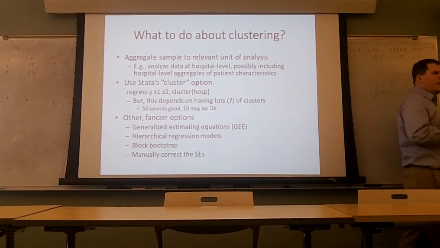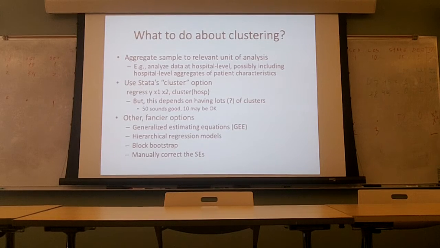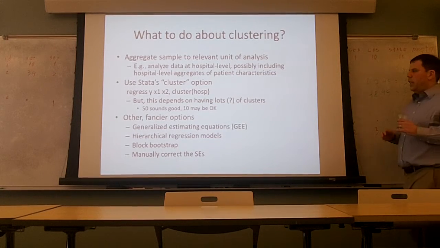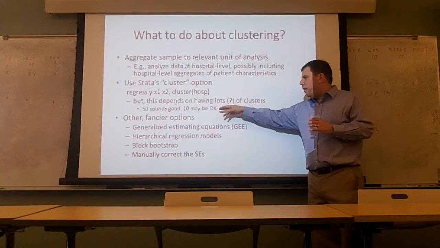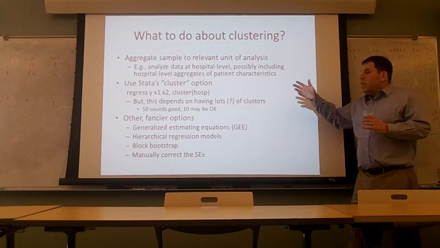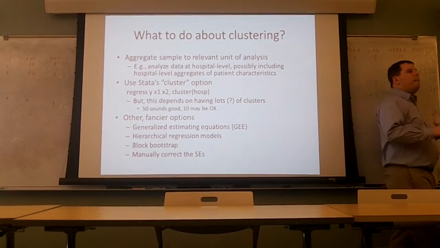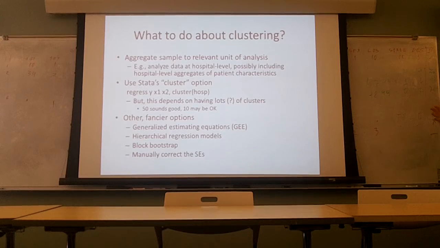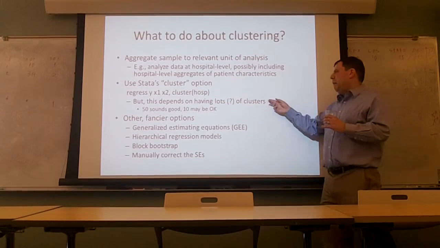Literature's not entirely sure. 50 seems to be a reasonable number. That's nice because there are 50 states. Depends if you want to count DC, then you're good to go. Maybe Puerto Rico, if you have data on them, you're fine. Even 10 may be okay, but be wary of this issue because this is the kind of thing where a reviewer could say, hey, you don't have enough clusters.